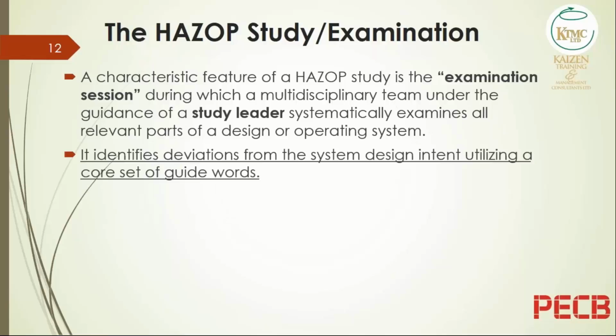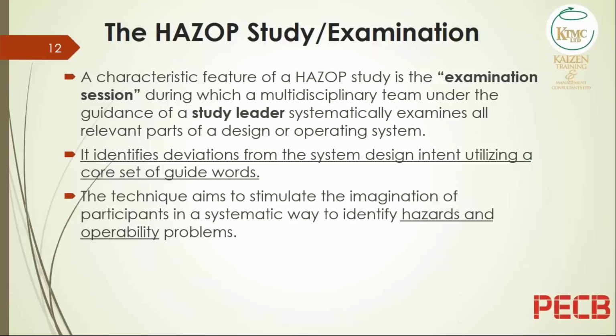So the study identifies deviation from the system design intent, and we use a set of guide words, and I will speak to these in a little while. These guide words are used to consider possibilities, what could go wrong. The technique aims to stimulate the participants' imagination. So we use people who are knowledgeable about the system so that they can identify possible deviations that could occur.